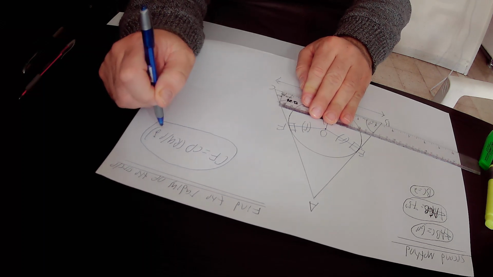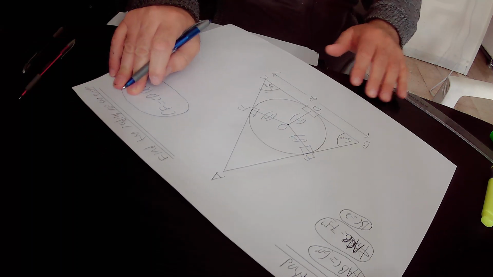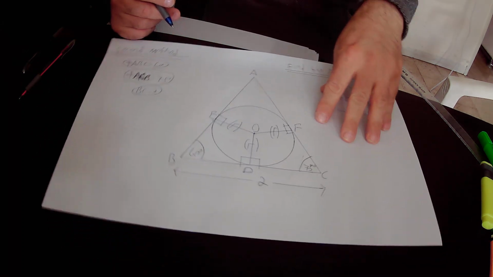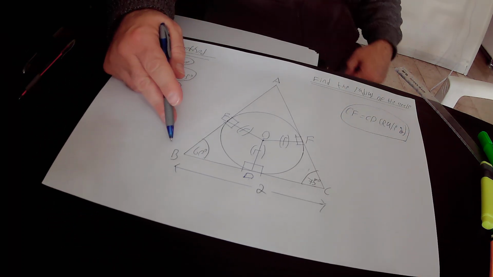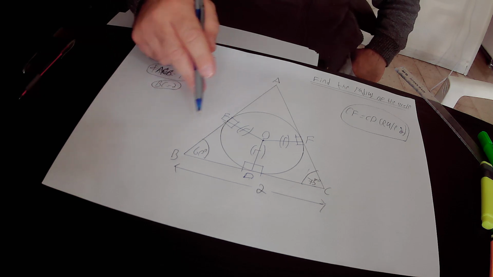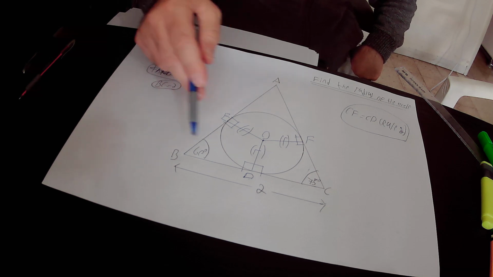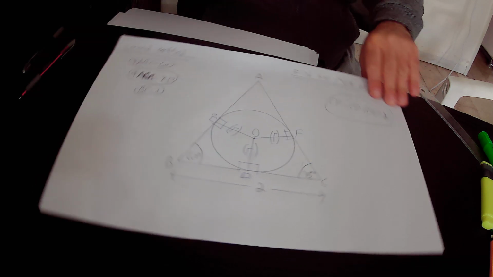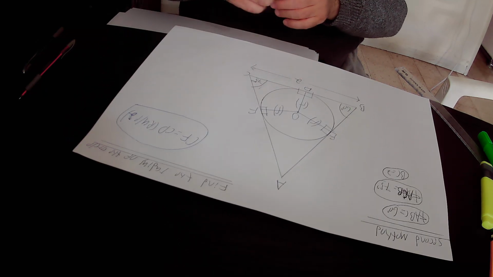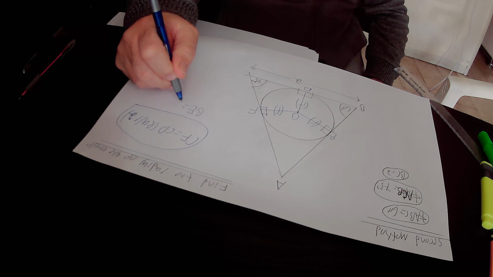Likewise, we'll focus on the common external point B. Here, from B, we have two tangents to this circle, tangent BE and tangent BD. According to rule number 2, they are equal to each other. That is to say, BE equals BD. So I can write that BE equals BD according to the same rule, rule number 2.